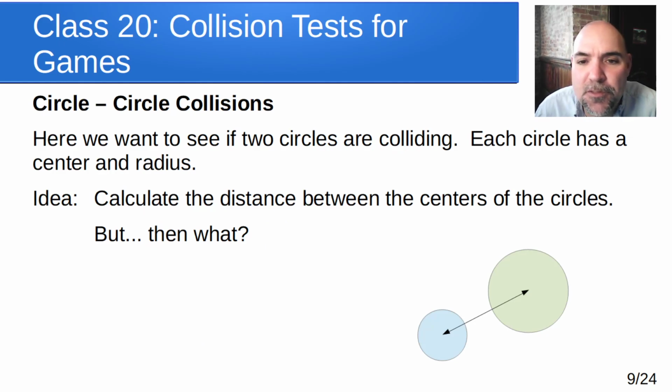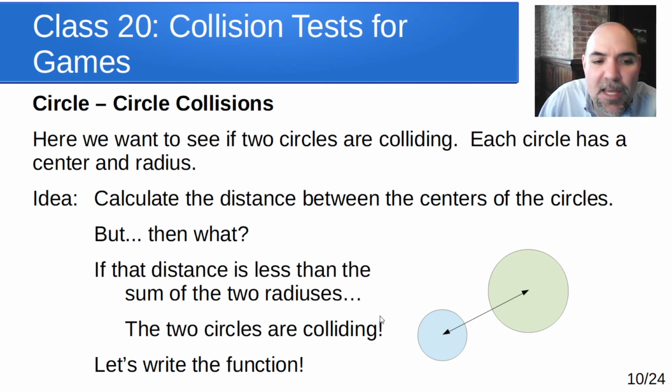We've got 2 circles. We want to see if they're colliding. Each circle has a center point, as you can see down here, and each circle has a radius, how big the circle is. So how do we tell if those are colliding? Well, the idea is to calculate the distance between the centers of the circle. So how far is it from the center of that one to the center of that one? But then how do we know if they collide or not?